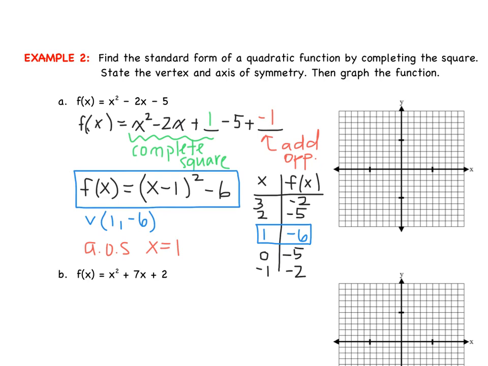So we have our vertex of (1, -6), so it puts us about there. We're going to have (0, -5) and (2, -5), and then we have (1, -2) and (3, -2), and now we can go ahead and draw this in. And if we wanted to, we could go ahead and draw that axis of symmetry, which is this vertical line passing through that vertex. Okay?